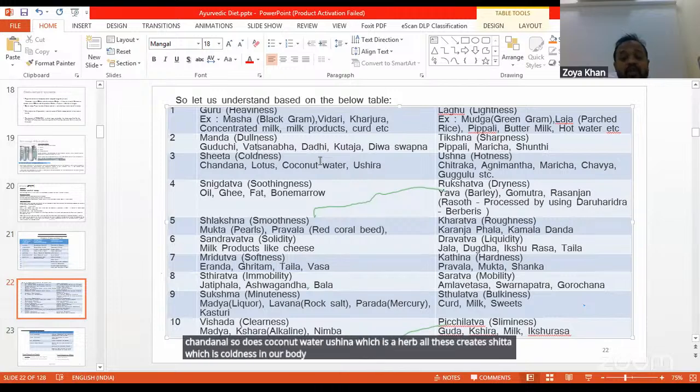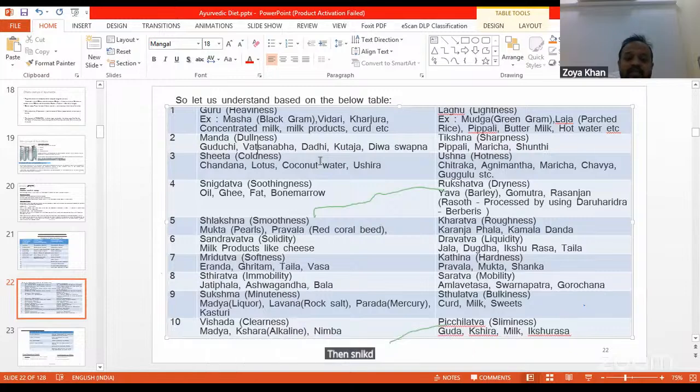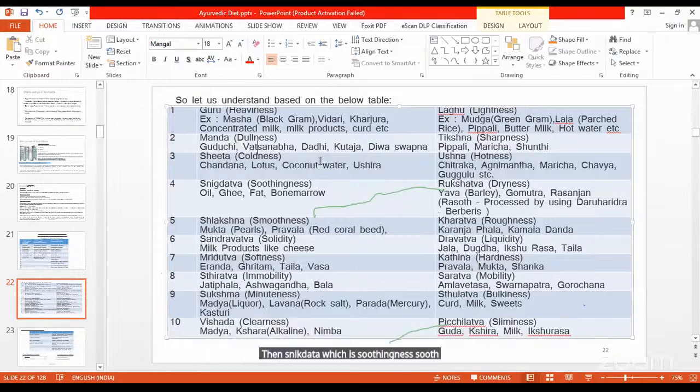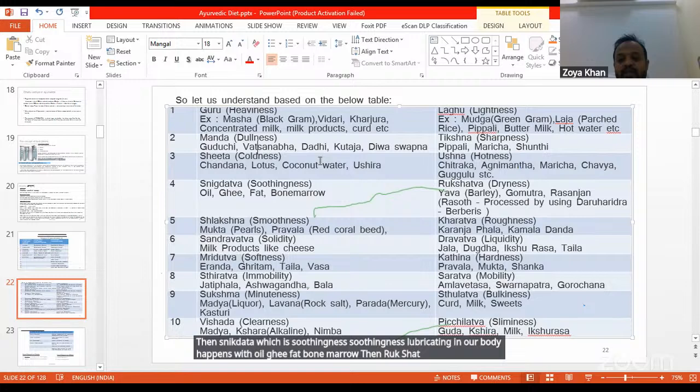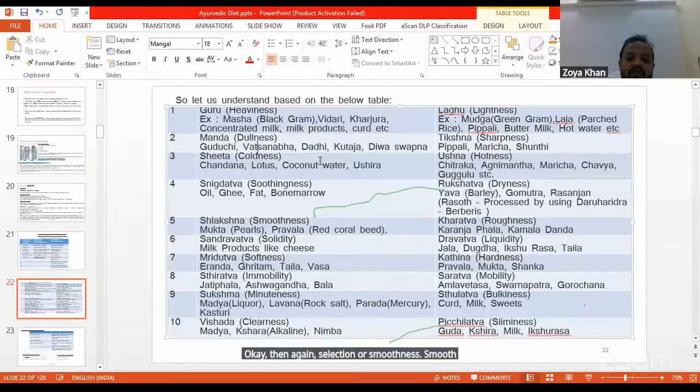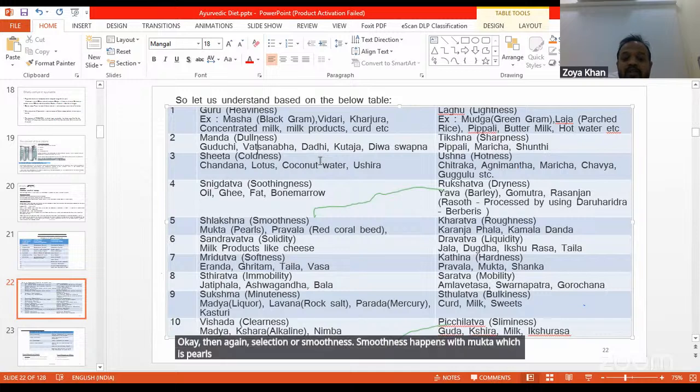Again, hotness in our body happens with Chitraka, Agnimantha, Maricha, Chavya, Guglu. Then Snigdhata, which is soothingness, lubricating in our body, happens with oil, ghee, fat, bone marrow. Then Rukshata, which is dryness, happens with barley, which is Yava. Then Gomutra, Rasanjana, which is Rasot, processed by using Daru Haridra. Then Slakshana, smoothness, happens with Mukta, which is pearls, Pravala, which is red coral bead.